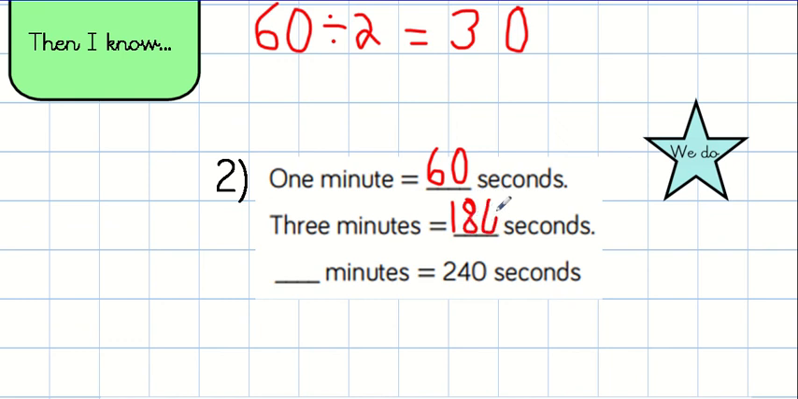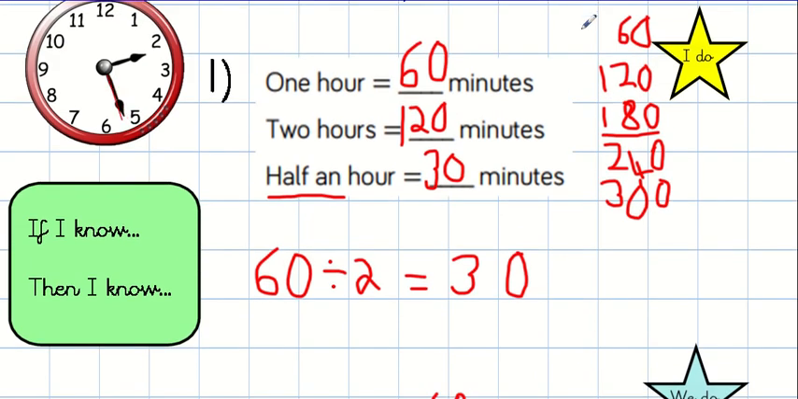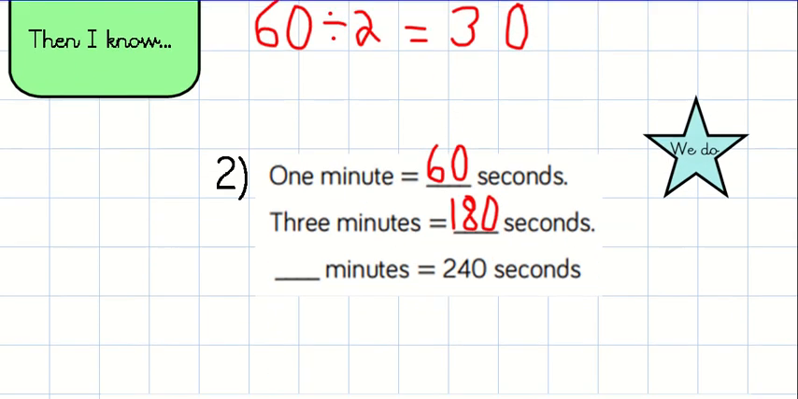Now I've got to go backwards here. So 240 seconds, how many minutes is that? Well, if I go back to my 6 or my 60 times table, I know that 4 lots of 6 is 24. So 4 lots of 60 is 240. So I know that 4 minutes is 240 seconds, and I could check that because I could do an addition.